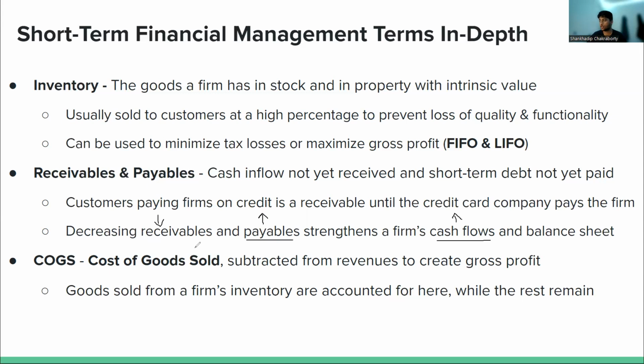And finally, cost of goods sold. This is subtracted from revenues in the income statement to create gross profit. That's the third line in an income statement. So these are goods sold from a firm's inventory, only the ones that are sold. So if it hasn't sold, it's still sitting there in inventory, it does not count in COGS. That goes back into inventory and it gets accounted for in the balance sheet, not in the income statement, because we haven't made any income from it. It might be a finished good, but we didn't sell it.